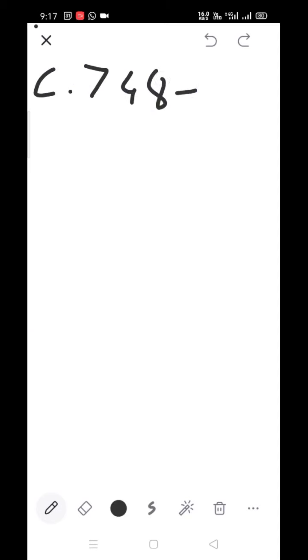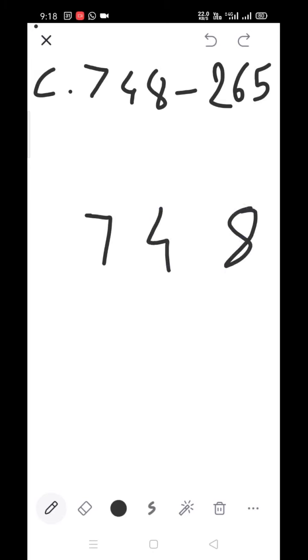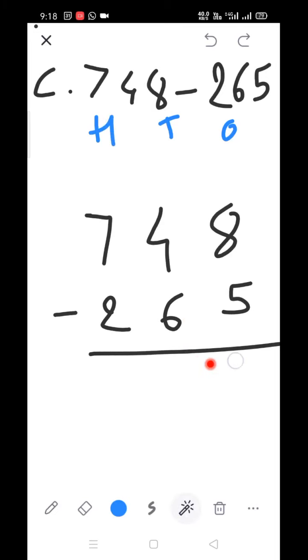748 minus 265. So first we will arrange it. 748 minus 265. So first write down the places: ones, tens and hundred. Then now 8 minus 5, how much will it be? 8 minus 5 is 3.